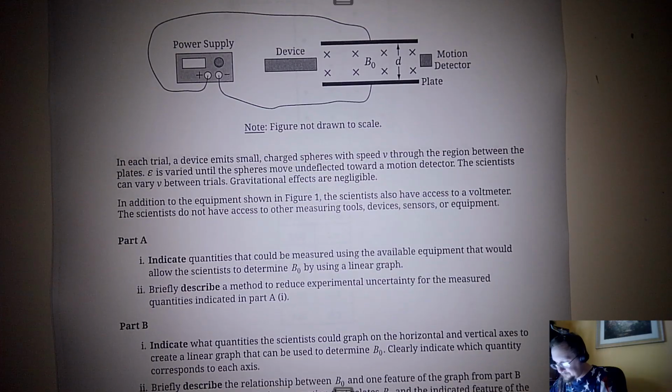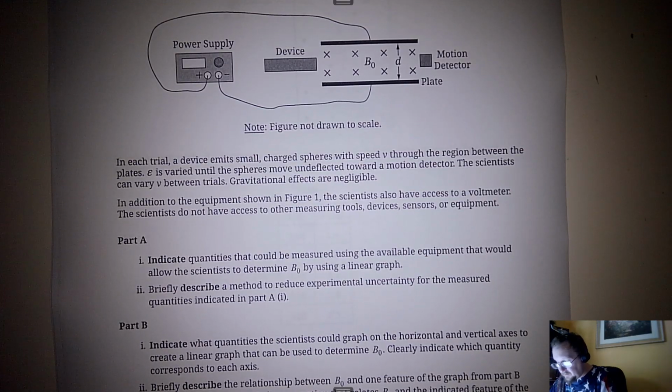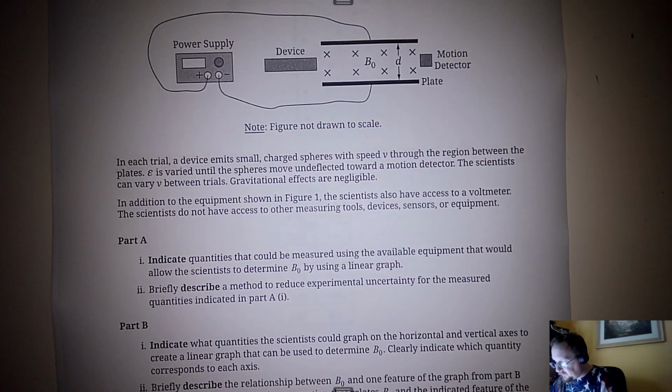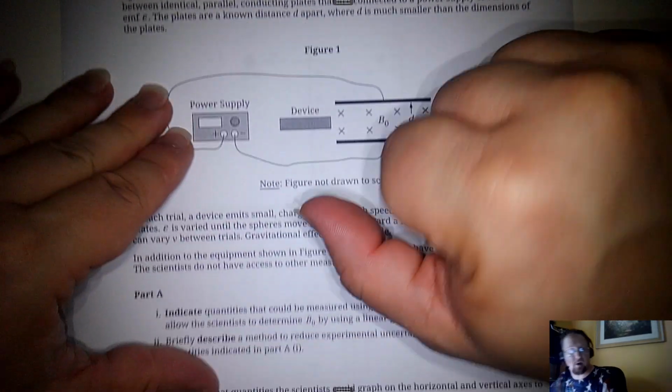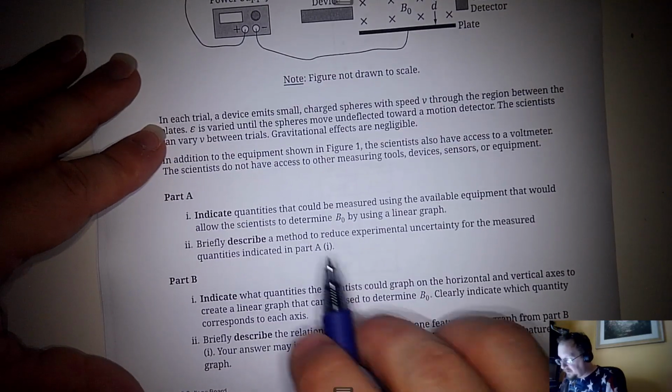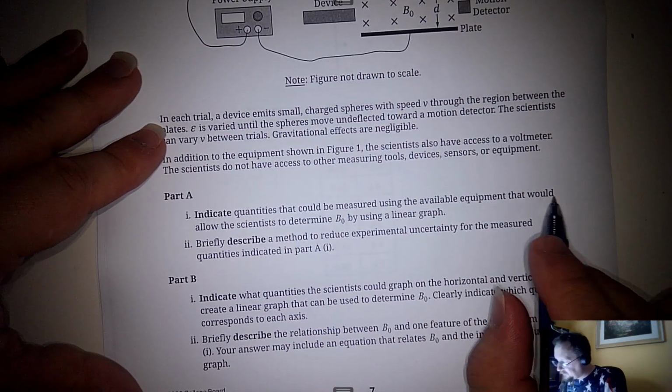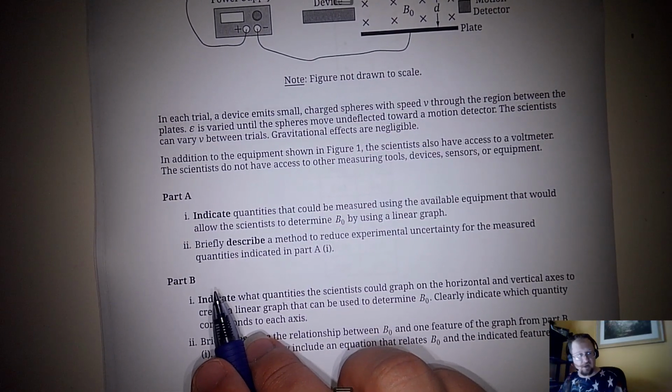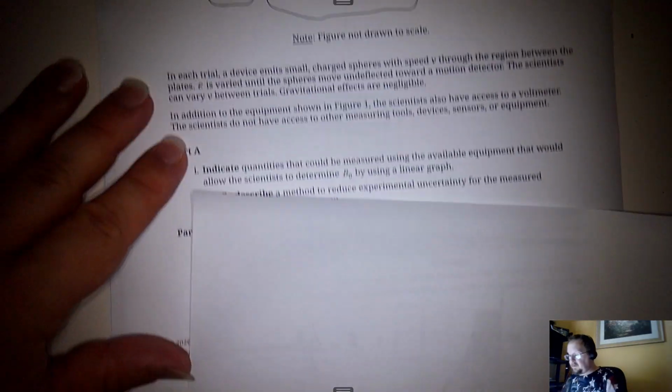All right. In addition to the equipment shown in Figure 1, the scientists also have access to a voltmeter, and they don't have access to anything else. Okay, there's a known distance d apart. I was looking for the meter stick there. Okay, so they know the distance. So indicate quantities that could be measured using available equipment that would allow the scientists to determine B, using a linear graph.